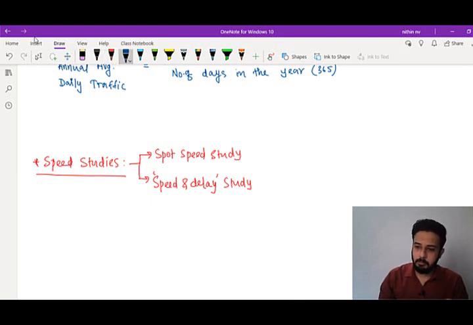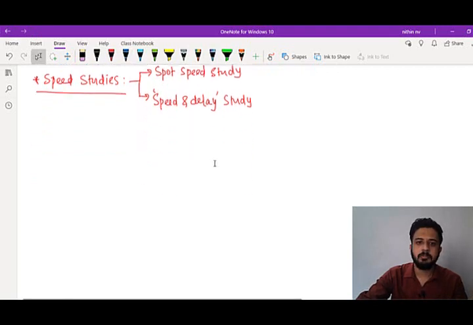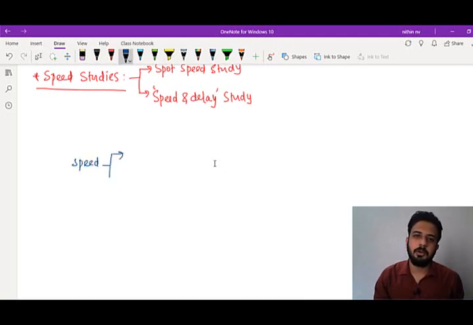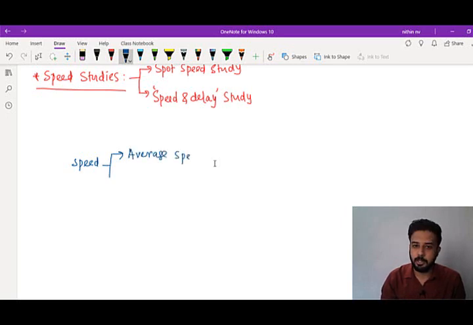So first of all, before directly going into spot speed study and speed and delay study, I am just going into the particular word speed. Okay, so we know what we mean by speed, nothing but distance divided by time. If you are taking distance divided by time, what are you actually going to get? You will be getting the average speed of that particular vehicle. Okay, and even this average speed we can split into two.